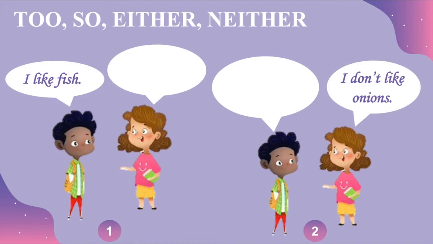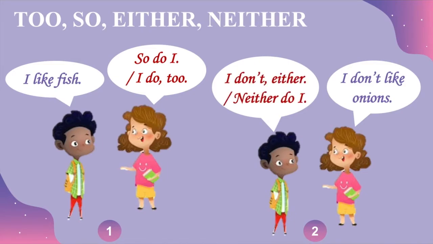Now imagine that someone says to you, I like fish, and you agree with him. So, how can you say to express your agreement? Well, you can say, so do I, or I do too. Another example, someone says to you, I don't like onions, and you agree with her. So, how can you say? You can say, I don't either, or neither do I.